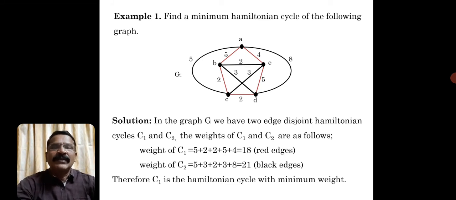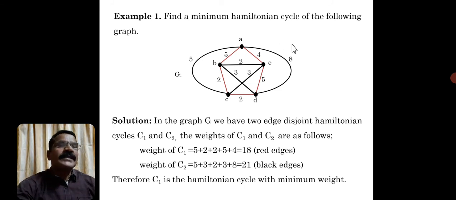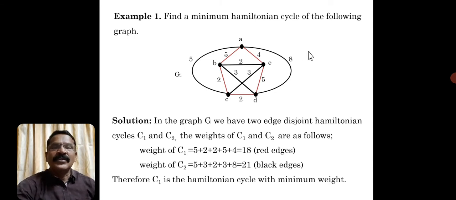For example, here I have considered one example. Find a minimum Hamiltonian cycle of the following graph. It is K5. I have labeled the vertices A, B, C, D, E. If you start at A, you have to come back to A by visiting all the other vertices B, C, D, and E. So if you consider this graph, how many Hamiltonian cycles are there? First, we have to find those.